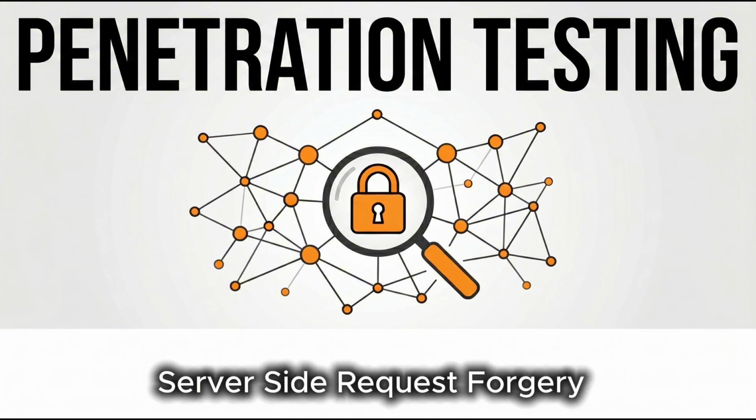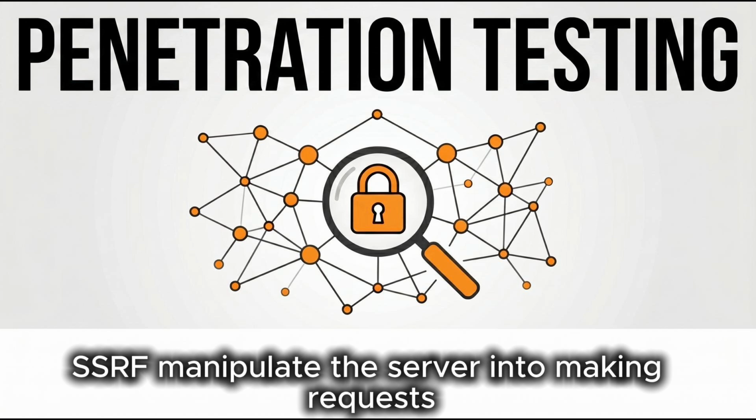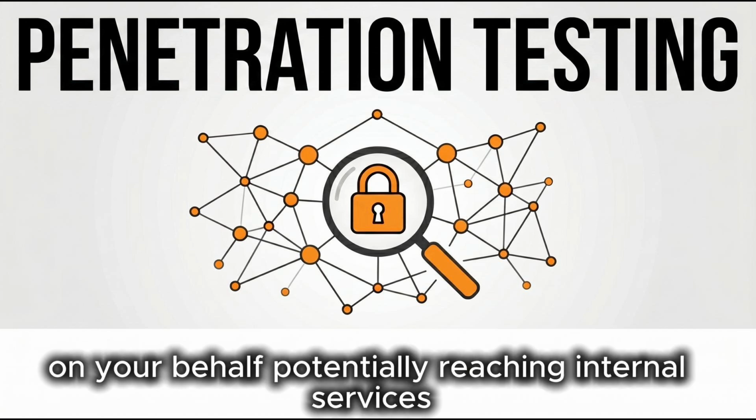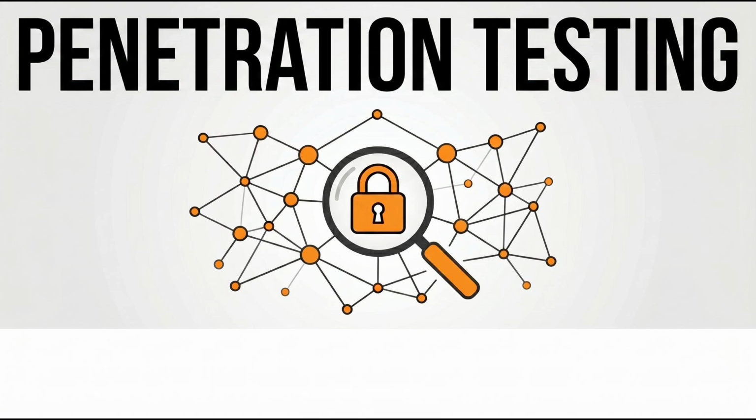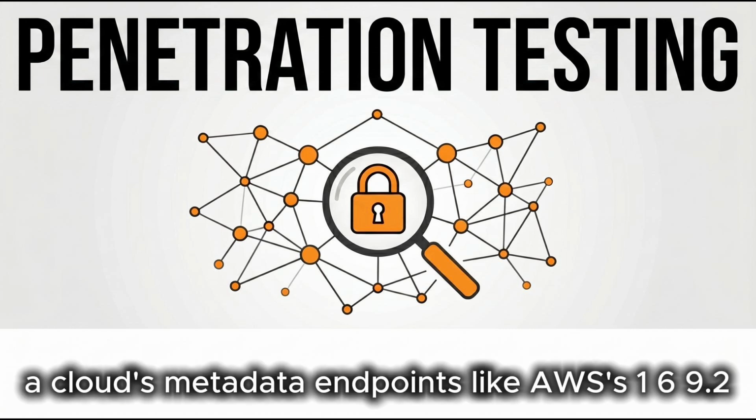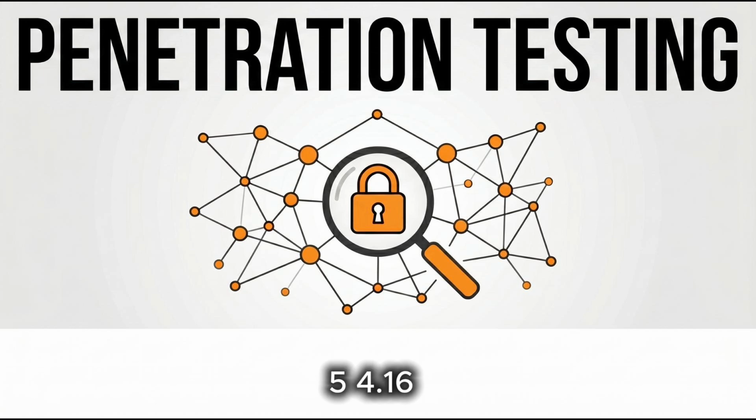Server-side request forgery, SSRF, manipulates the server into making requests on your behalf, potentially reaching internal servers or cloud metadata endpoints like AWS's 169.254.169.254.